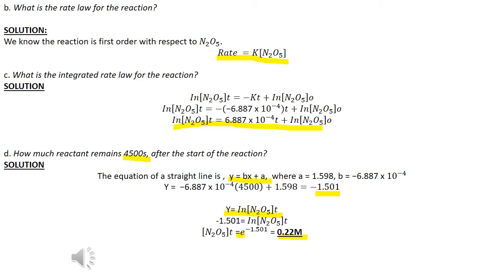Solution. The equation of a straight line is y equals bx plus a, where a equals 1.598, b equals minus 6.887 × 10^-4. Y equals minus 1.501. Y equals natural log of concentration of N2O5. We have to raise the value of y to the Euler's constant, e. And there is the solution.